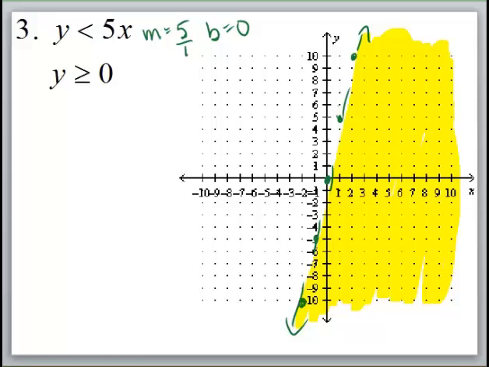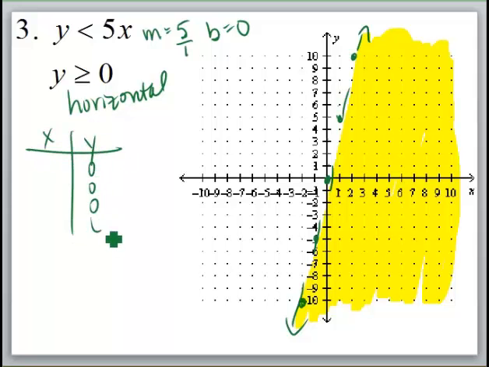This other problem right here is a horizontal line. It says that y is always 0. So if we look at a t-chart, it says y is always 0. X can be whatever you want it to be, but y is always 0. So let me go ahead and change that to blue. 1, 0, 2, 0, 3, 0, 4, 0. Y is always 0. It's a solid line.